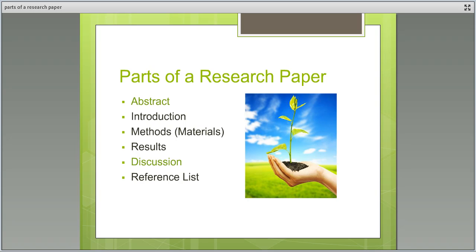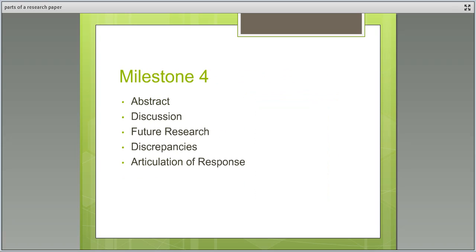So just a quick review, remember the main parts of a research paper that we're working on in this class are an abstract, introduction, methods, also known as materials, results, discussion, and a reference list. For milestone 4 this week, you're going to be doing a few more things than we've seen this week. You're going to be doing an abstract, discussion, and future research ideas. You're going to include discrepancies, and you're also going to be graded on articulation of response.